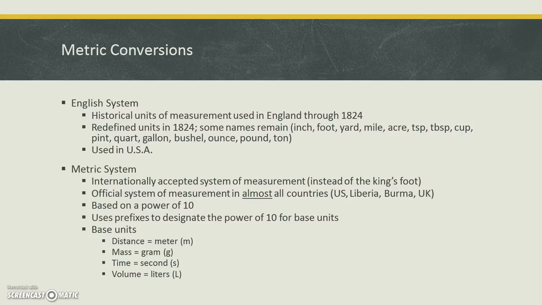Well, what is the English system? It's a system of historical units of measurement that was started back in England and was used through 1824. And then in 1824 they redefined some of the units. A lot of the units went away and the names went away, but some of them still remain today, which are the ones that we're familiar with. And they're listed there: inch, foot, yard, mile, acre, teaspoon, tablespoon, cup, pint, quart, gallon, bushel, ounce, pound, ton. This is mostly used in the United States of America.